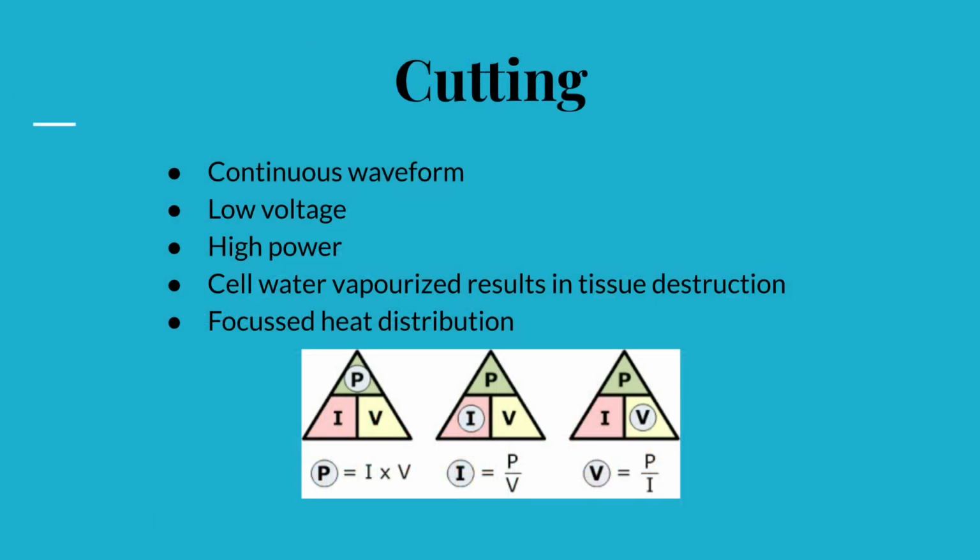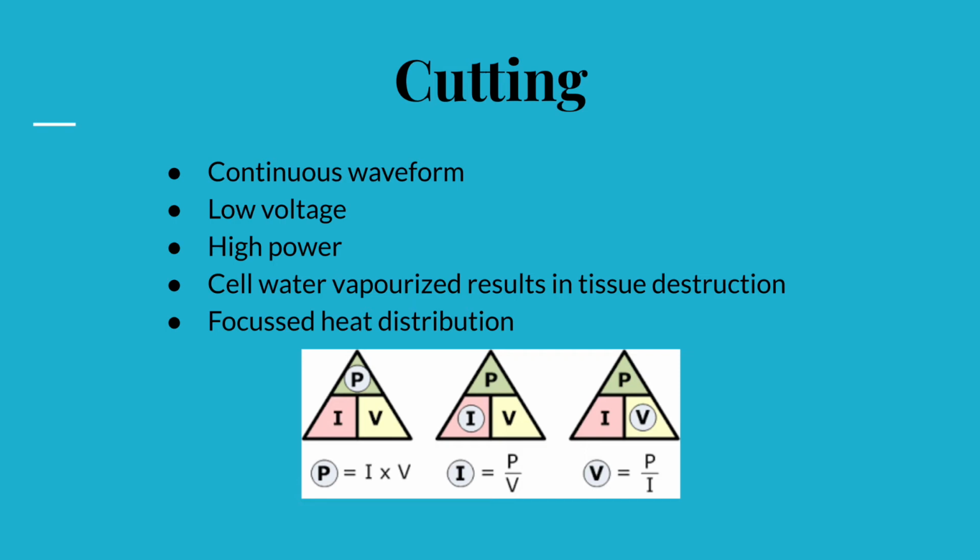Now, again, let us take a step back to the cutting mode that we have mentioned. And before we move on even further, I would just like to point out the VIP formula as shown underneath the diagram. So V stands for voltage, I stands for current, and P stands for power. You will then realize the importance of this diagram when I come to the explanation of the different modes of diathermy.